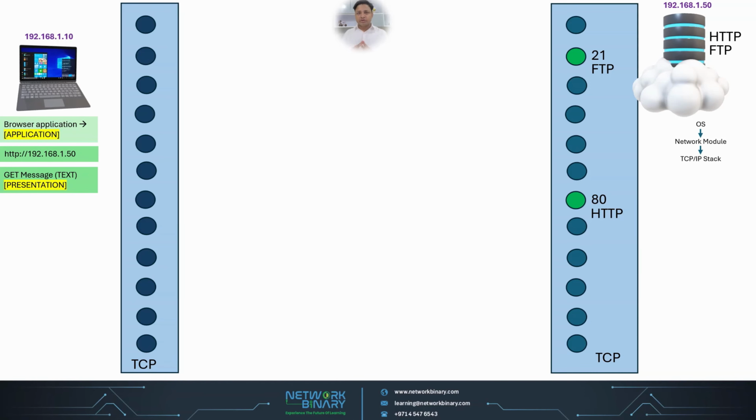Now, this HTTP is the first message. It has a GET message inside it, and that GET message is in text format. I'm saying text format because this is the representation of the data. To present the data at the destination, or back to the application layer, we need someone's help. This is the presentation layer, which helps us understand the data, which actually helps the application to understand the data.